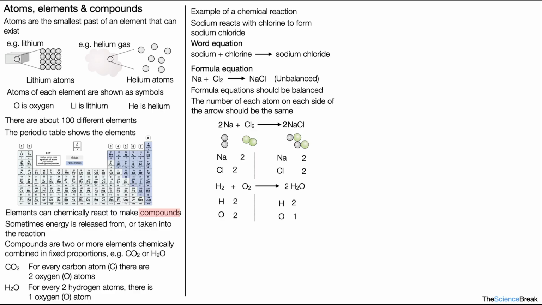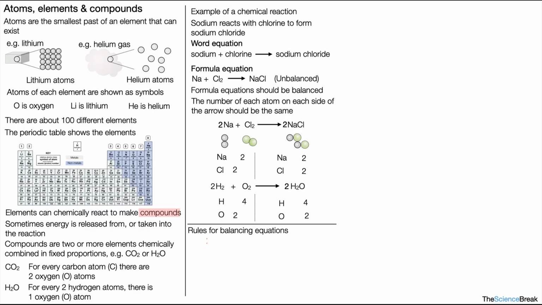So what we can do is add a big 2 in front of the H2O. That changes the numbers around a little bit. The hydrogen is now 4, the oxygen is now 2, and just to finish balancing this, we can add a big 2 in front of the H2, which brings our hydrogens to 4. We can now see that this is balanced.